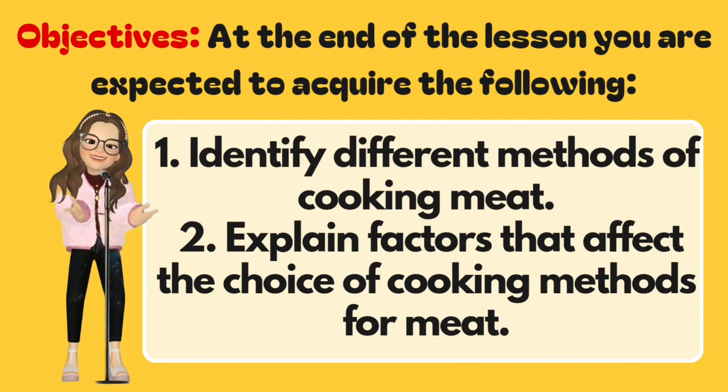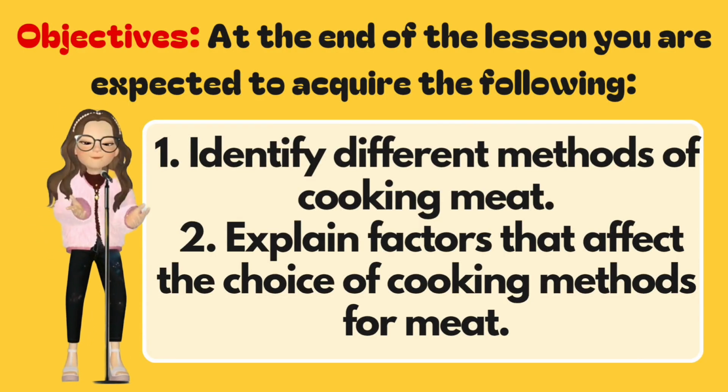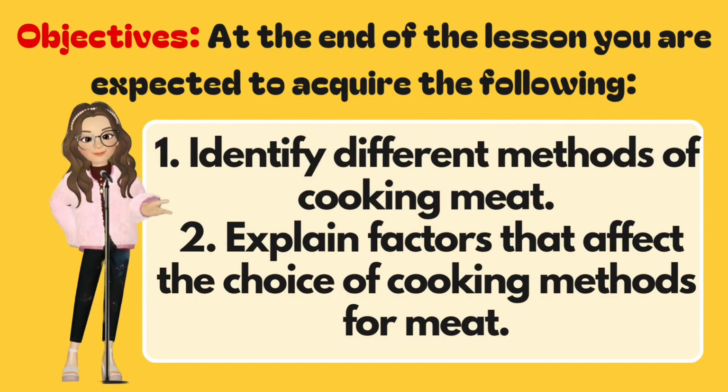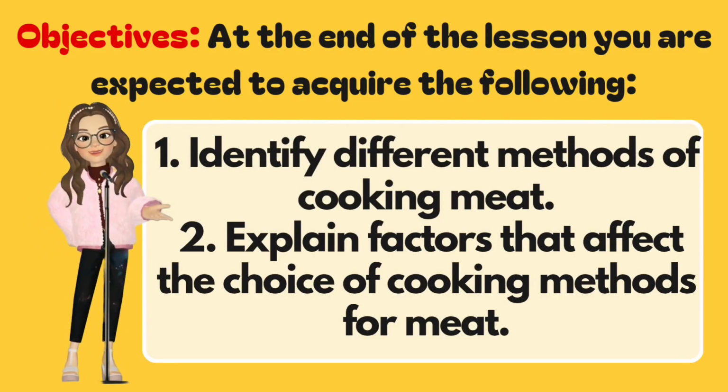Objectives. At the end of the lesson, you are expected to acquire the following. 1. Identify different methods of cooking meat. 2. Explain factors that affect the choice of cooking methods for meat.